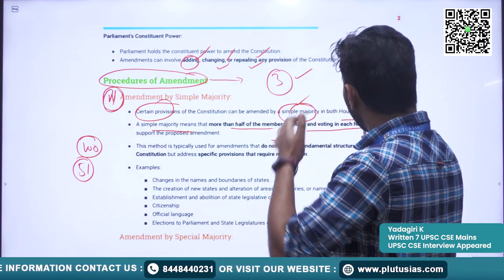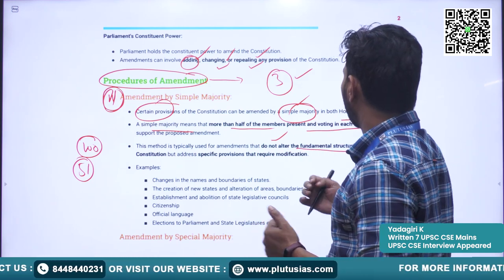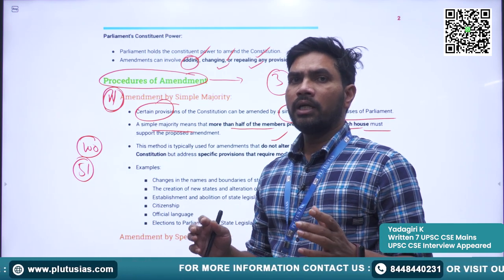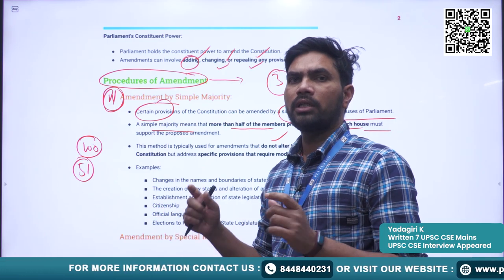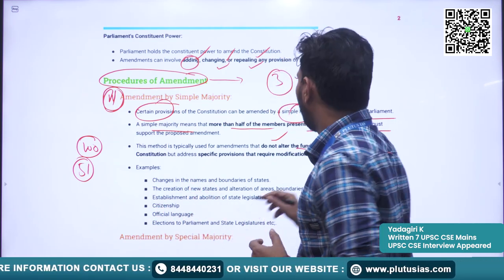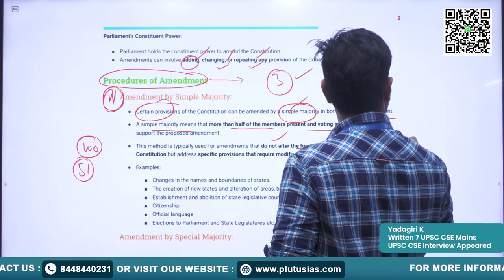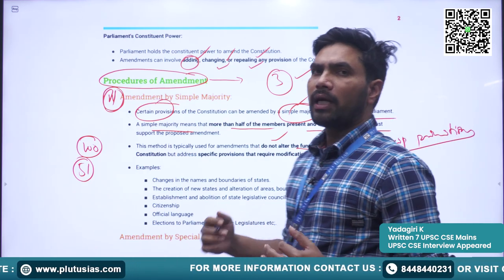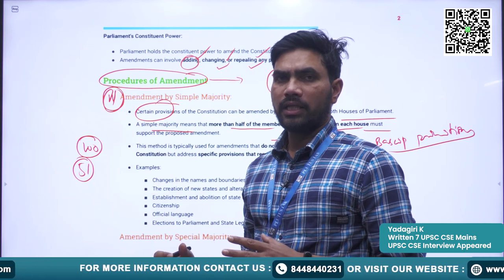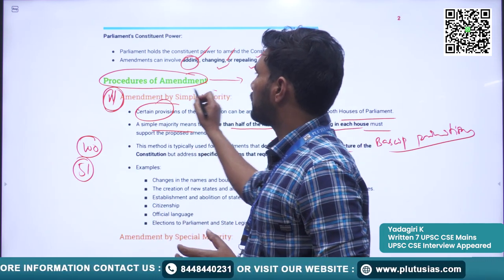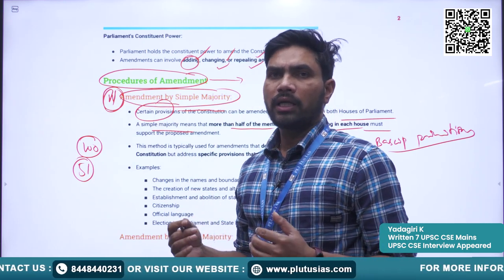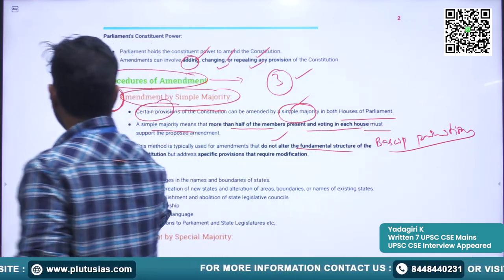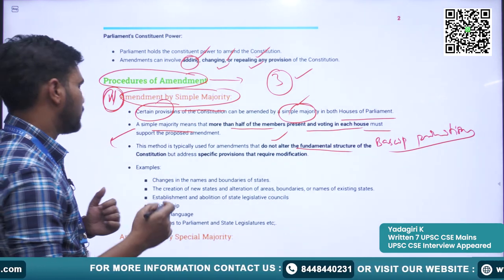This kind of amendment procedure has been prescribed for items that do not alter the fundamental structure of the constitution. I mean, the changes are not that significant when it comes to the basic structure and basic principles of the constitution. So for practical purposes, an amendment made through a simple majority is not considered an amendment to the constitution.